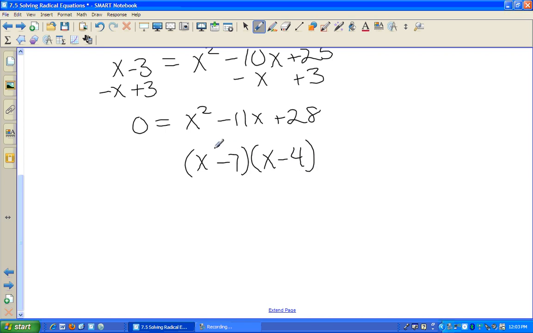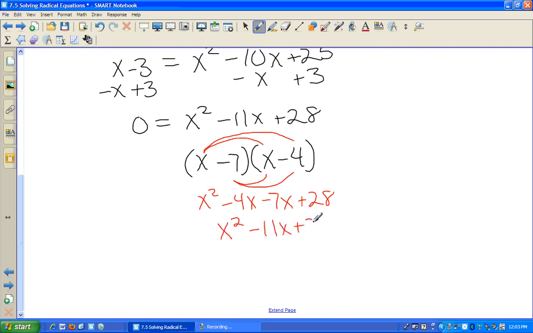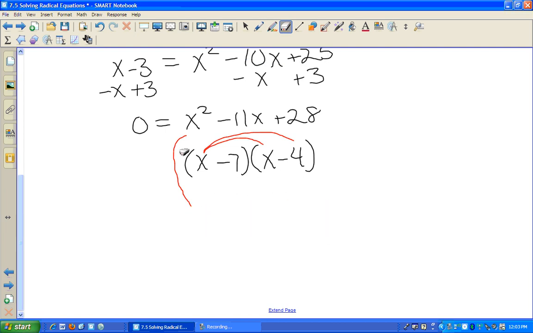I can check my work to make sure I'm correct. X times x is x squared. X times negative 4 is negative 4x. Negative 7 times x is negative 7x. Negative 7 times negative 4 is positive 28. This leaves me with x squared minus 11x plus 28. So I know that I got what I started with, so my factoring is correct. So I'm going to erase all this work that I checked, and then we'll continue on with our problem.